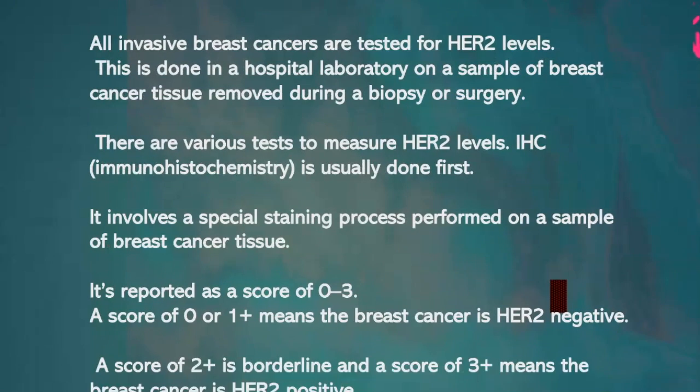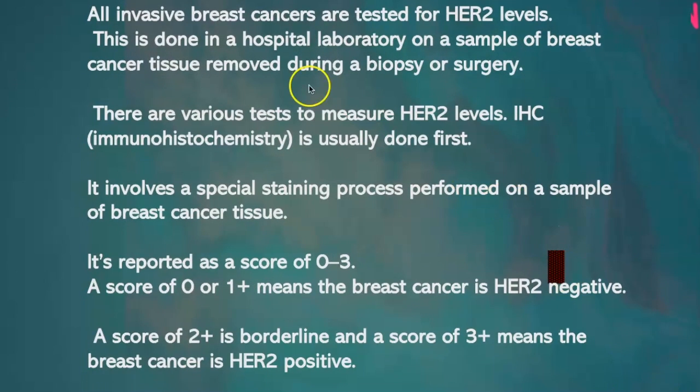So all breast cancers, following the initial diagnosis, will be tested to see whether or not they are HER2 positive. And this can be done in a hospital lab on the breast cancer tissue that's removed either during biopsy or surgery. And there are various tests that can be done, immunohistochemistry, for example, to see whether or not there is an excess number of these receptors on the surface of the tumor cells. And this involves special staining for that particular type of receptor. And you're going to get a score. It's reported as a score of 0 to 3.